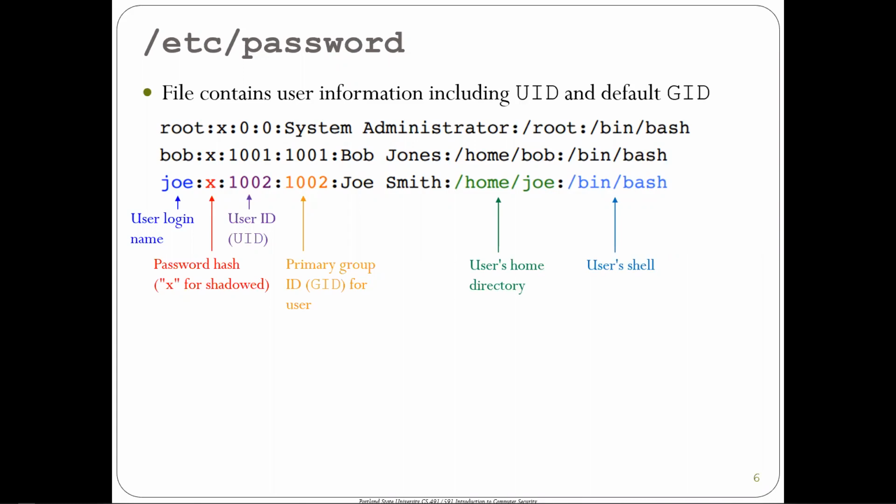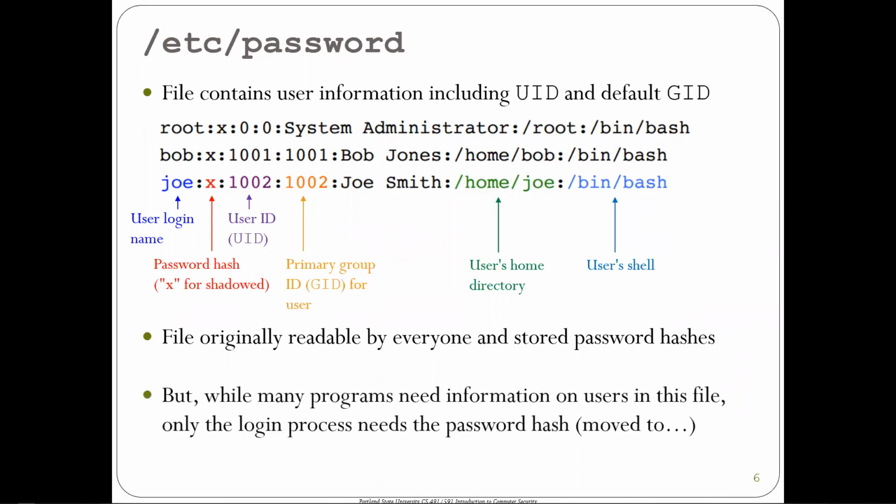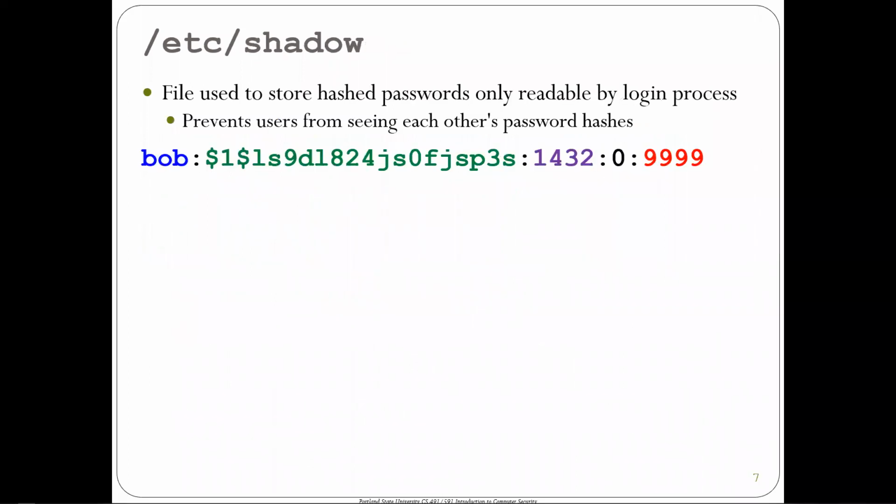Now, originally, this file was readable by everybody, and it stored password hashes. And that's not good. Why do you want to give everyone the ability to read password hashes? Well, that was the default setting. To address this, we realized that many programs and many people need access to some of the information in this /etc/passwd file, but only the login process really should be accessing the hash to verify that the password was entered correctly. As a result, the password hash got moved somewhere else, and that somewhere else is the /etc/shadow file.